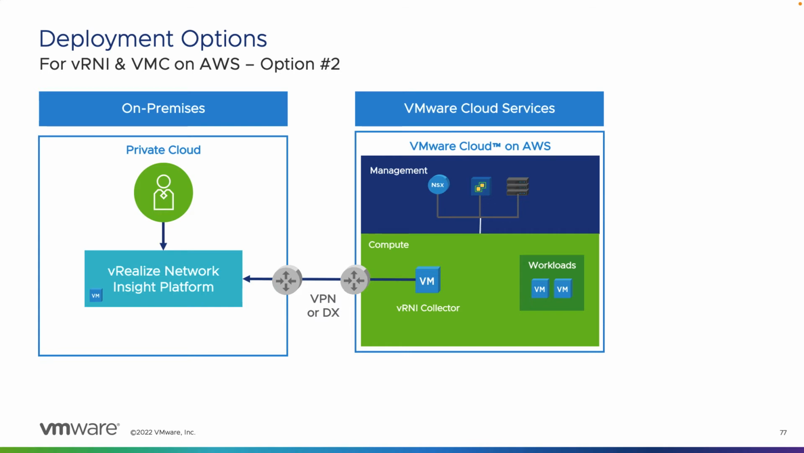Now, option 2, when it comes to deploying vRealize Network Insight and VMC on AWS, is running Network Insight on premises. So here we have our on-premises deployment of vRealize Network Insight. We have our vRealize Network Insight platform, and then you can see we have our connectivity, which can be done via Direct Connect or VPN. And then we can see our vRNI collector running in our VMC on AWS environment. So our platform is within our data center. The collector is being deployed within the VMC on AWS environment.